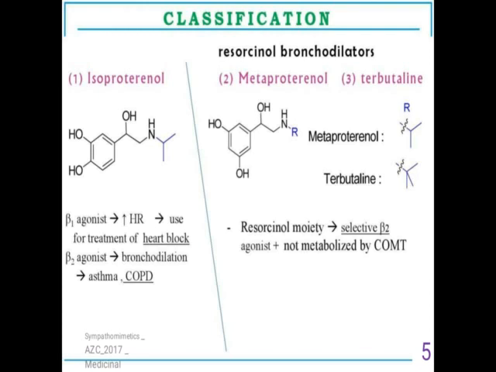So this is the structure of isoproterenol. Please write down the structure of isoproterenol. You can observe it has an isopropyl group, so it is a beta agonist rather than an alpha agonist. Also, there is no substitution at this position. It indicates the drug is more beta agonist as compared to alpha agonist. Write down the structure of isoproterenol.